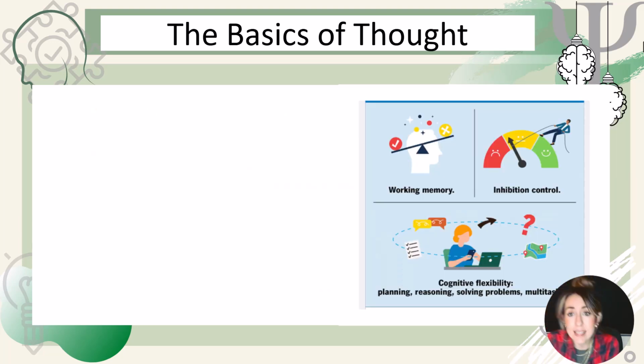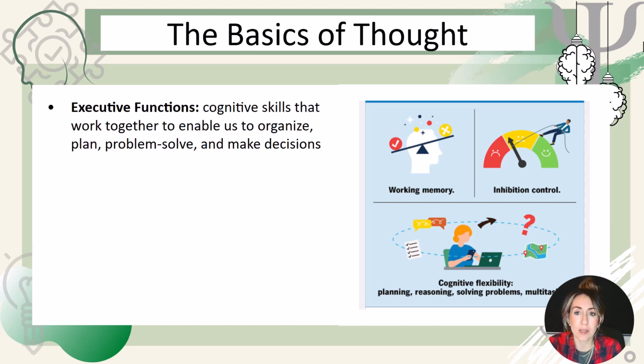Now, one last thing on the basics of thought. As we are continuing in this unit, we're really going to be focusing on some of the higher level thinking skills that we use as we learn to navigate life and grow and change. And these are technically thought of as executive functioning skills. These are cognitive skills that work together that help us organize, plan, problem solve, make decisions.